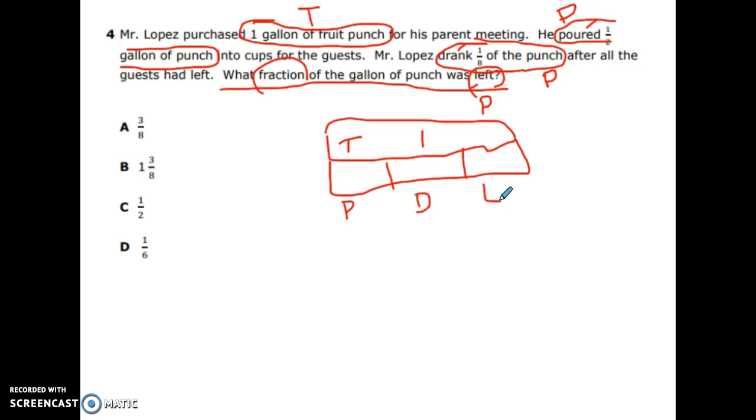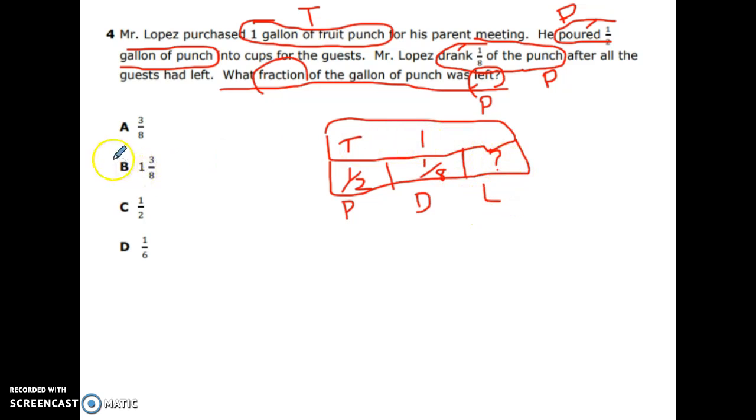So then I can start filling in my fractions. The part that he poured was 1/2. The part that he drank was 1/8. And then I'm looking for the actual part that is left. So then if I'm writing this as an equation or thinking about what to do with this, I definitely know I'm looking for a small piece. And it has to be less than 1 whole.